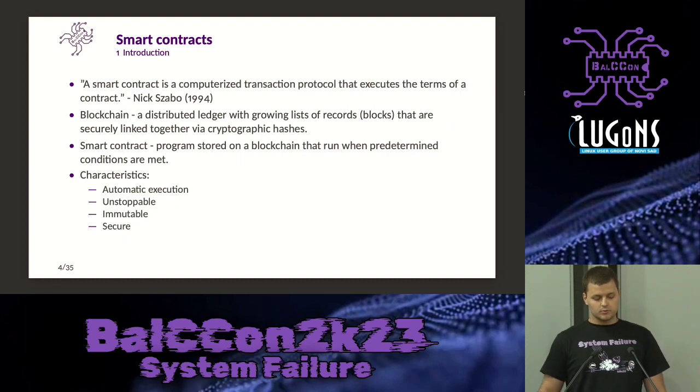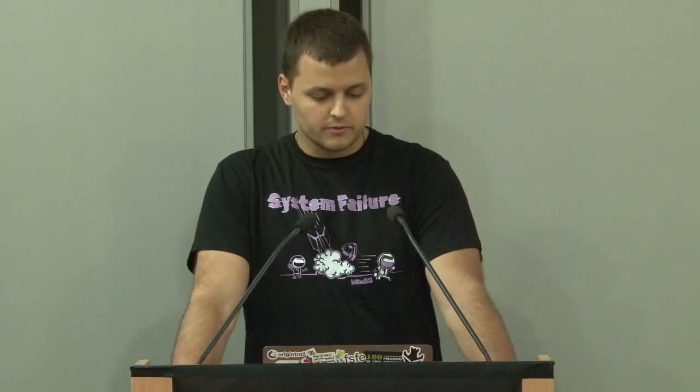And at the moment when blockchain appears, whose definition is a distributed ledger with a growing list of records that are securely linked, the cryptographic hashes make it secure and make it feasible to have smart contracts as we have them today. So the appearance of blockchain gave us smart contracts, which don't have a pure definition today, but we can define them as programs stored on a blockchain that run when some conditions are fulfilled.